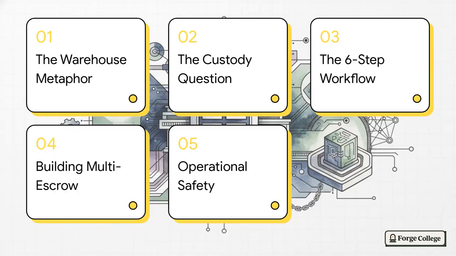Here's the blueprint for today's explainer. We'll kick things off with the warehouse metaphor, then tackle the custody question, walk through a concrete 6-step workflow, apply that to building a multi-escrow, and finally lock it all down with operational safety.